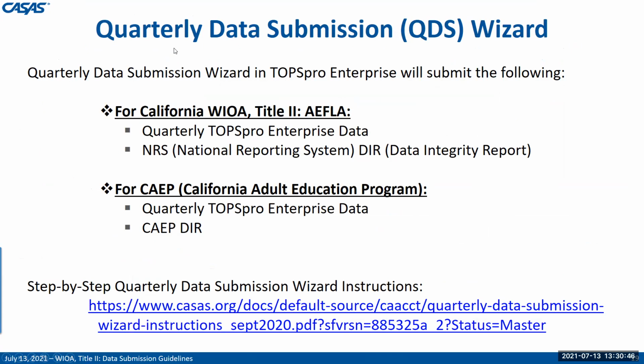This is the quarterly data submission wizard in the TOPSpro Enterprise. Like in this case, if you're California WIOA Title II funded only, then you would do the quarterly TOPSpro Enterprise data and the data integrity report, as well as the payment points and the end of year letter. But if you're also CAPE funded, you have the option to run it for both programs at the same time, or you still have a couple of more weeks to send it over to the CAPE reporting. So you have that option.